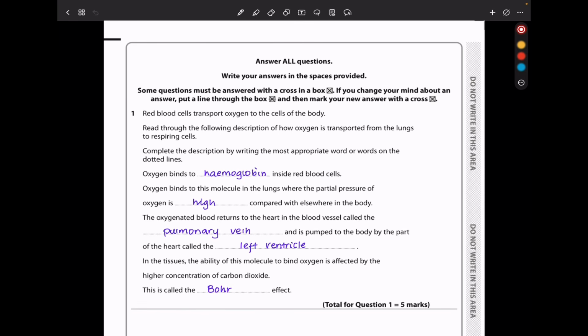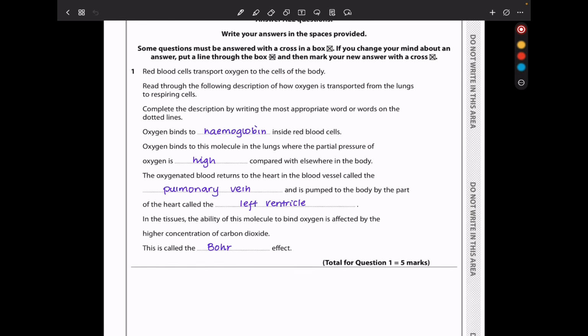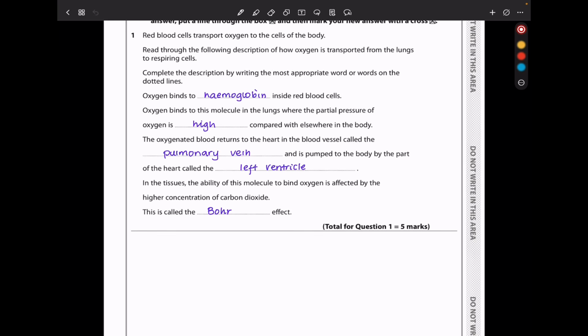Oxygen binds to, this is hemoglobin inside red blood cells. Oxygen binds to this molecule in the lungs where the partial pressure of oxygen is high compared with elsewhere in the body. The oxygenated blood returns to the heart in the blood vessel called the pulmonary vein and is pumped to the body by the part of the heart called the left ventricle. In the tissues, the ability of this molecule to bind oxygen is affected by the higher concentration of carbon dioxide. This is called the Bohr effect.